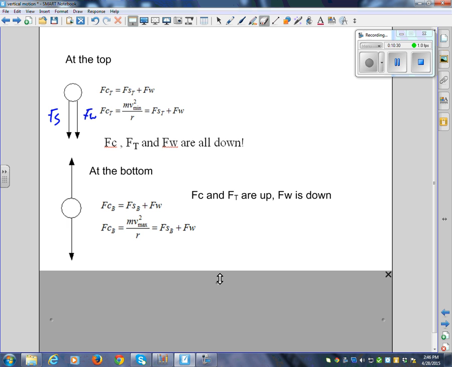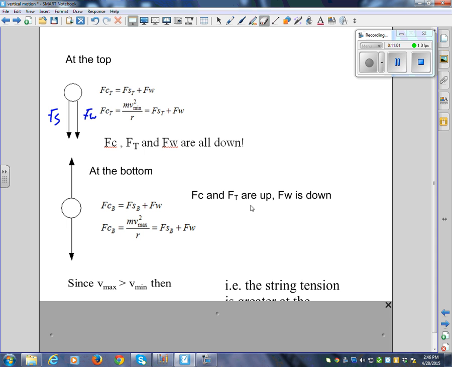Total centripetal force at the top is mv squared, where v is a minimum, over r, and that's equal to the string force plus the weight force, and they're all down. At the bottom, FCB, centripetal force bottom, is made up of string force at the bottom plus the weight force. But the v is at a maximum, right? mv squared, v is a max, over r is equal to the string force at the bottom plus the weight force.